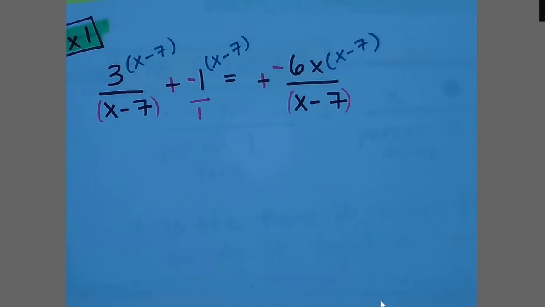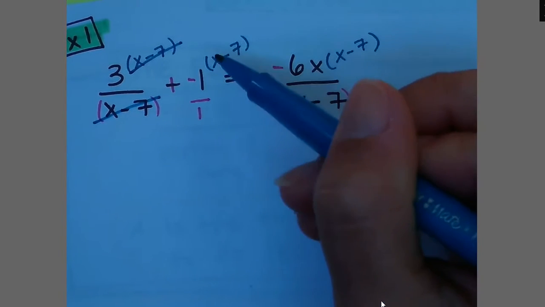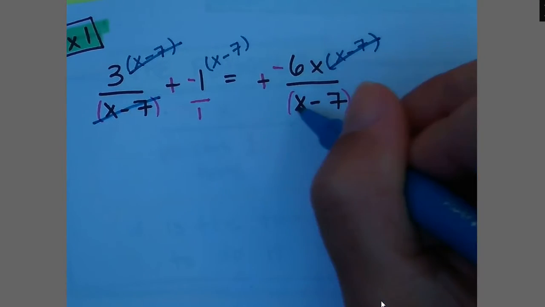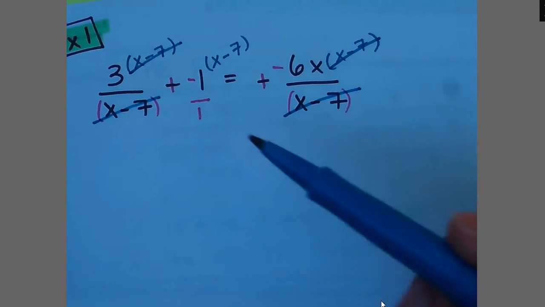On the top and bottom here, I have an x minus 7. So, these are actually going to cancel out. This one is not going to cancel. This one is going to cancel. Now I have no denominators, okay, because this one actually doesn't really matter.